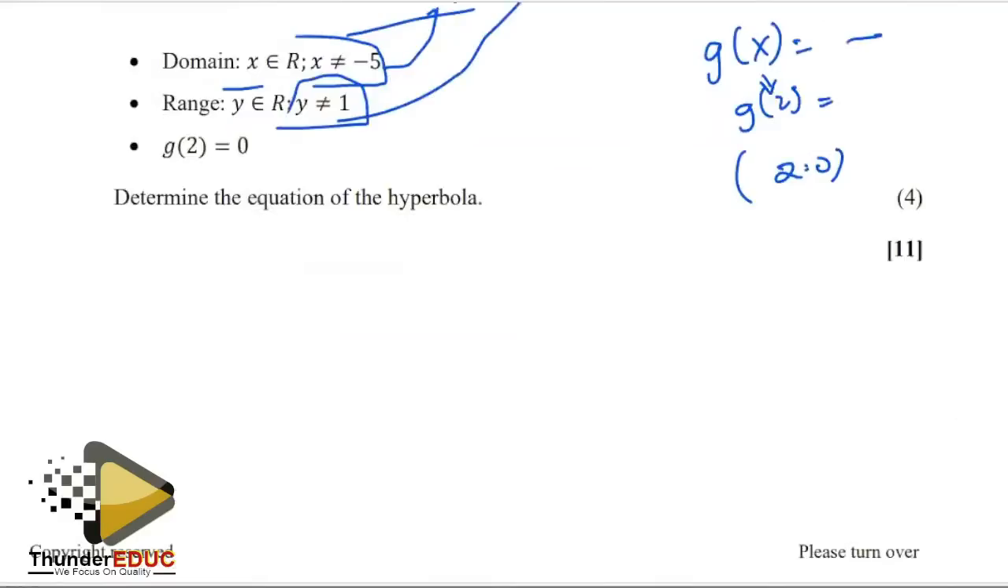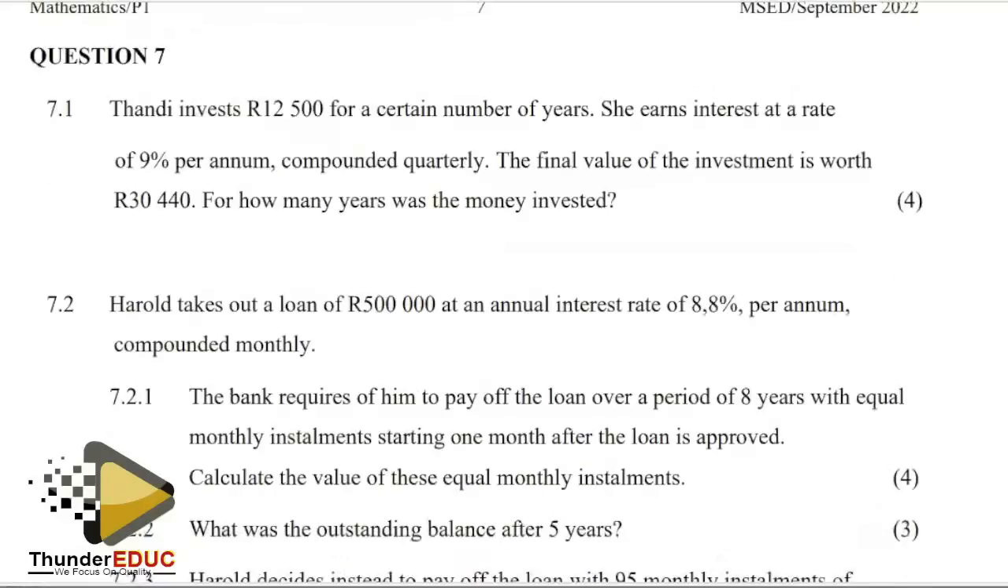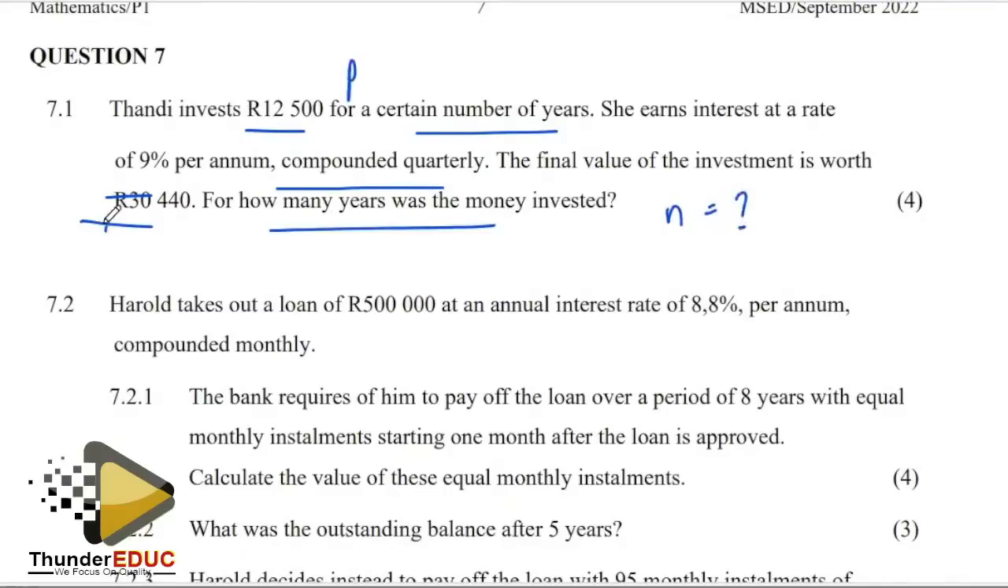Okay, let's look at this other one. What kind of finance questions were there? Tandy invests this much for a certain number of years. She earns interest at this rate compounded quarterly. The final value is this much for how many years? Now they're asking for the n. And they gave you the P, they've given you the A, because this is our A, that's our P, that's our n. And then you just substitute. We have our i here. Substitute into the formula of compound interest, because this is just a lump sum.